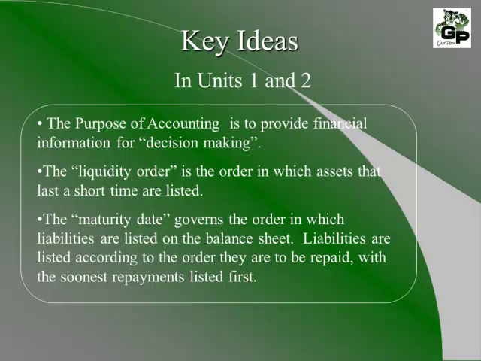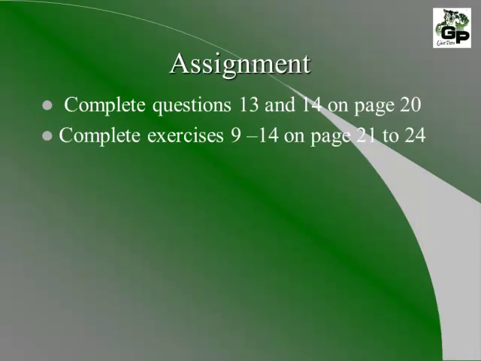Some of the key ideas in Units 1 and 2 that you should be aware of. First of all, the purpose of accounting. This definition is to provide financial information for decision making. We need to know about liquidity order. This is the order in which assets that last a short time are listed. The maturity date governs the order in which liabilities are listed on the balance sheet. Liabilities are listed according to the order that they are to be repaid, with the soonest repayments listed first.